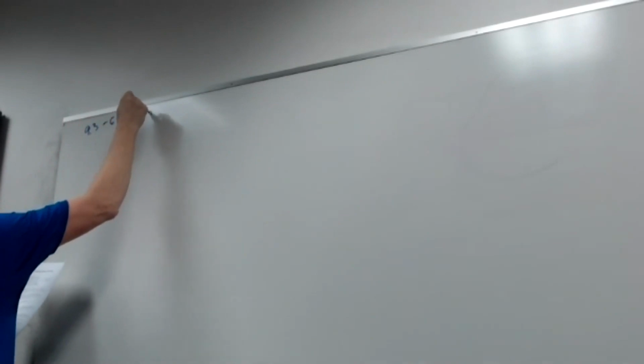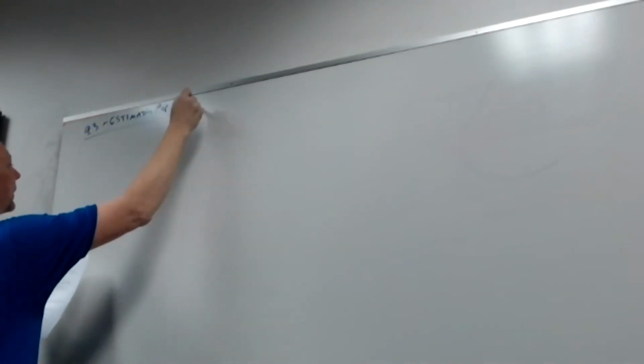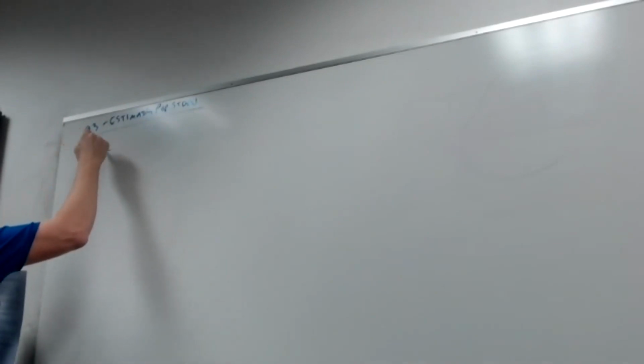Okay, so we're starting 9.3, which is estimating population standard deviation. Okay? So what I'd like to do, up to now, we've been using nice symmetric distributions. Today we're going to break that rule. Today I would like to introduce to you the chi-square distribution.